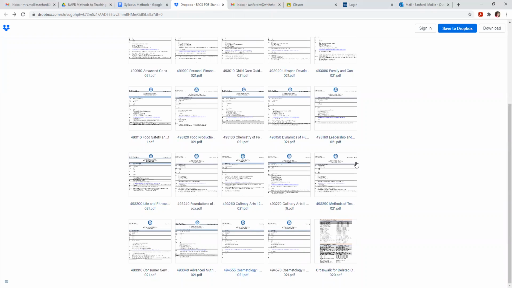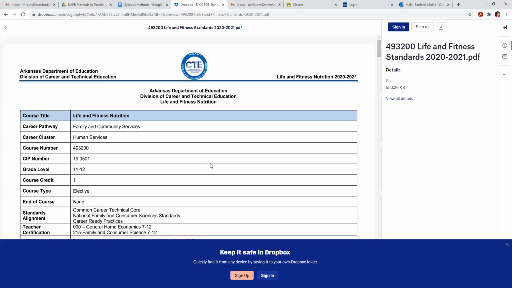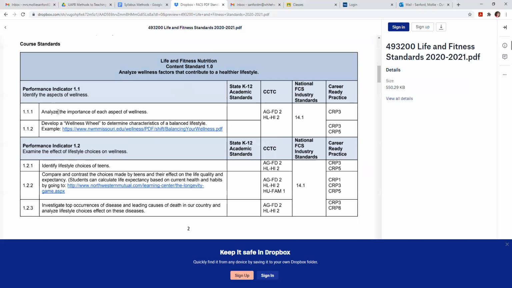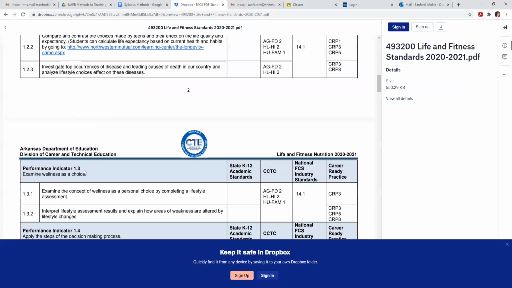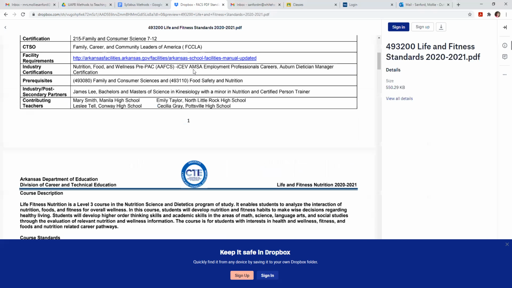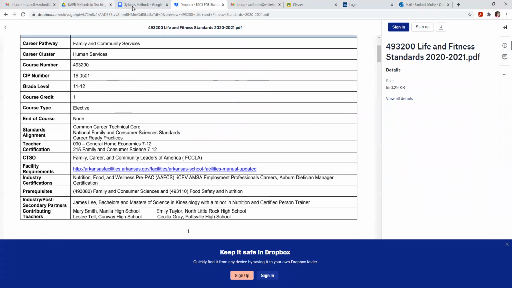But you understand that these are the courses, and whenever you open one, I'm going to open Life Fitness and Nutrition, you see the standards and what is expected to be taught in each section, or I call them units of study. So that's how you know what content you're supposed to teach in a FCS class.